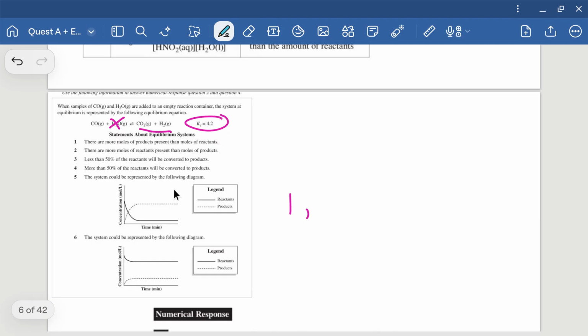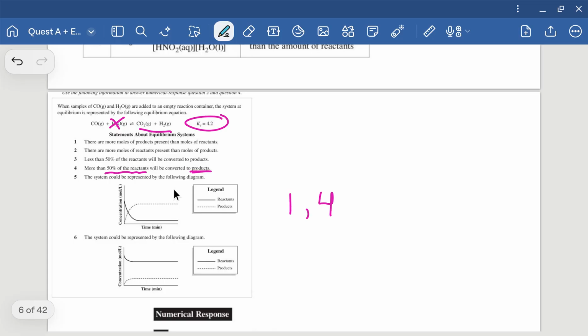So going to 3 and 4, saying less than 50% of reactants will be converted to products, that's not true because that would mean your reactants would lie to the left, meaning we'd have more of them. So the next one is true. We're converting more than 50% of reactants because we're using them up to make those products. And then number 5, just looking at our system, this one gets a little bit confusing because right now we don't know if this is endo or exo.